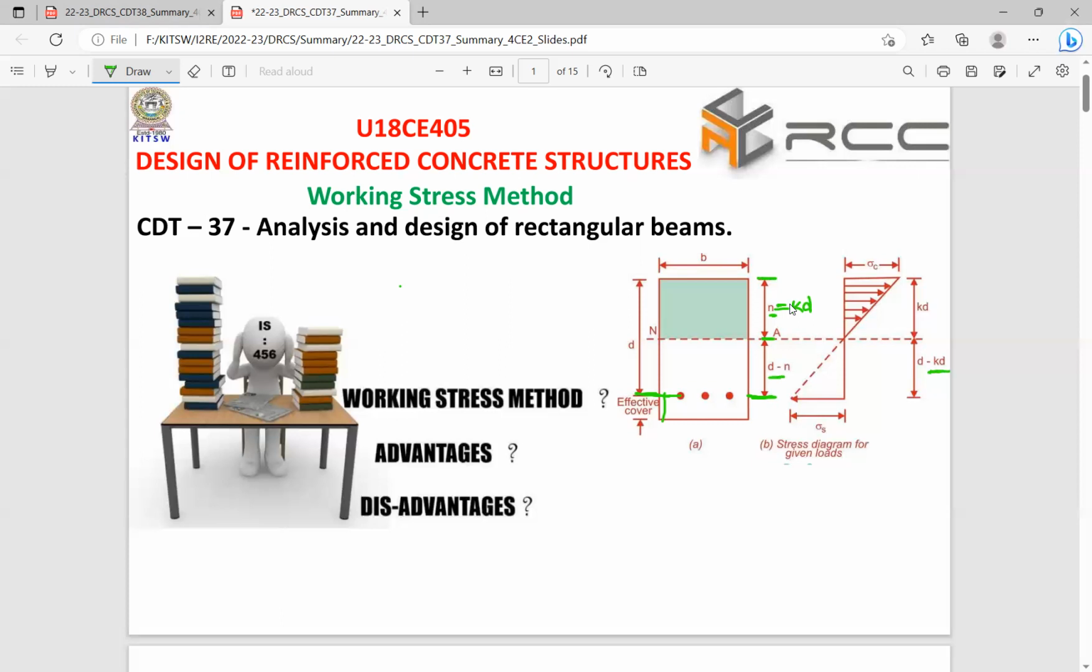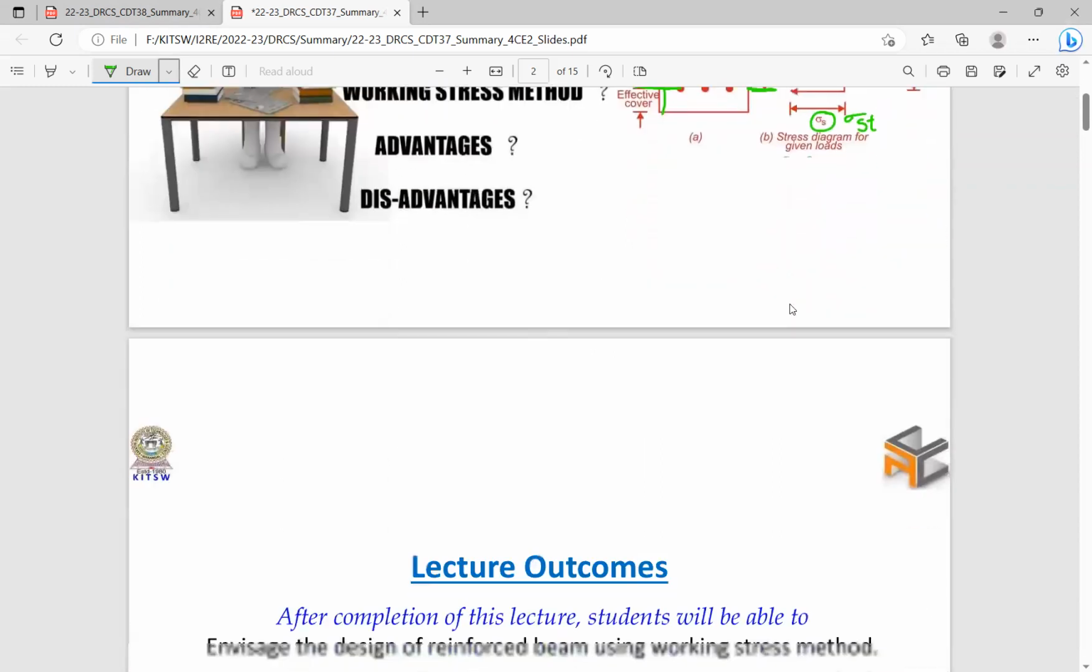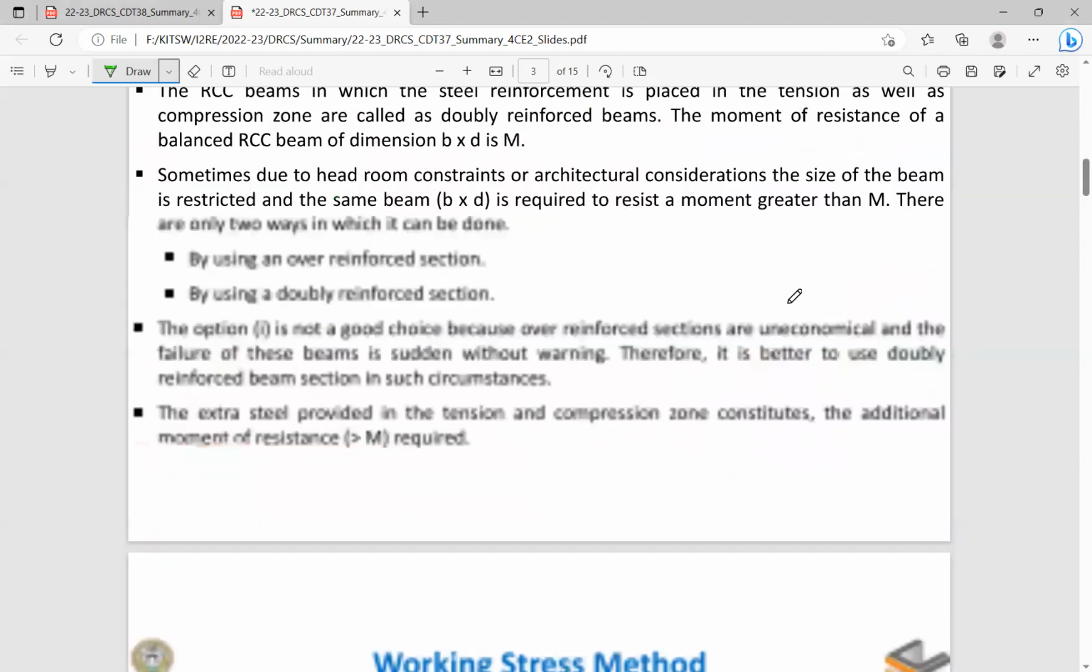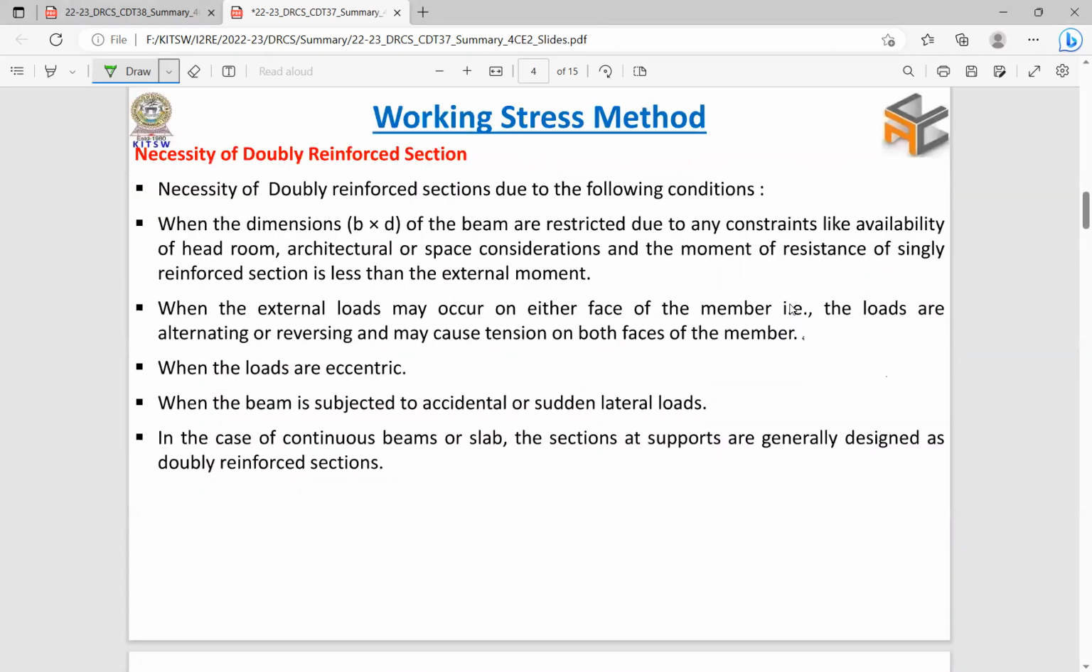Now the maximum stress in concrete, sigma c, and the maximum stress in steel, sigma s, let us say. For the analysis purpose, I am considering this as sigma c. Generally we call it sigma cbc, and the steel stress is called sigma st. Now we'll discuss the working stress method for doubly reinforced beams.